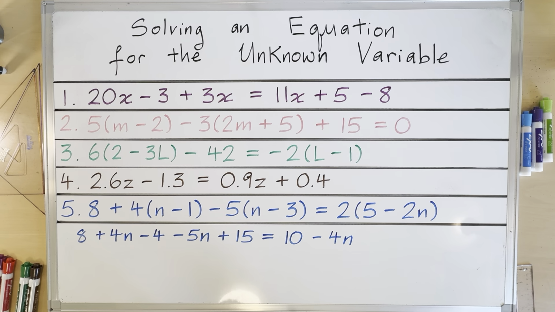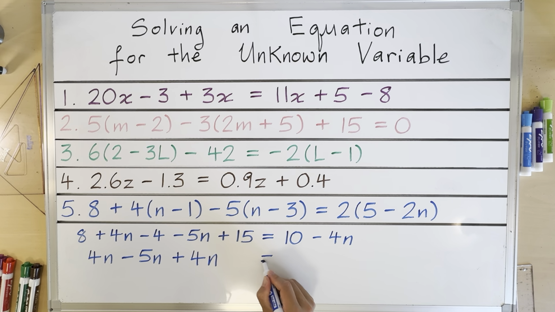Now what we want to do is move all of the terms that contain the unknown variable letter n to the left side of the equal sign, and all of the terms that do not contain any variable letters, specifically only numbers, to the right side of the equal sign. So on the left side of the equation, we have positive 4n, negative 5n, and lastly, when moving negative 4n from the right side of the equal sign to the left side, this becomes positive 4n.